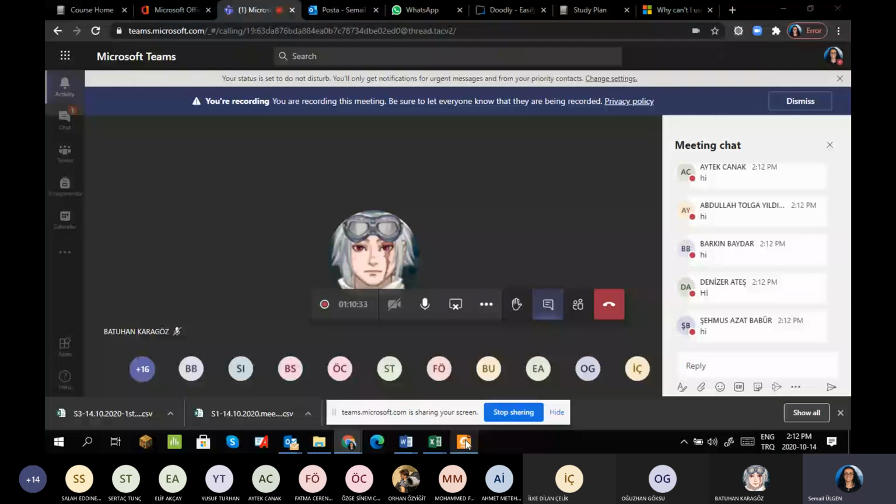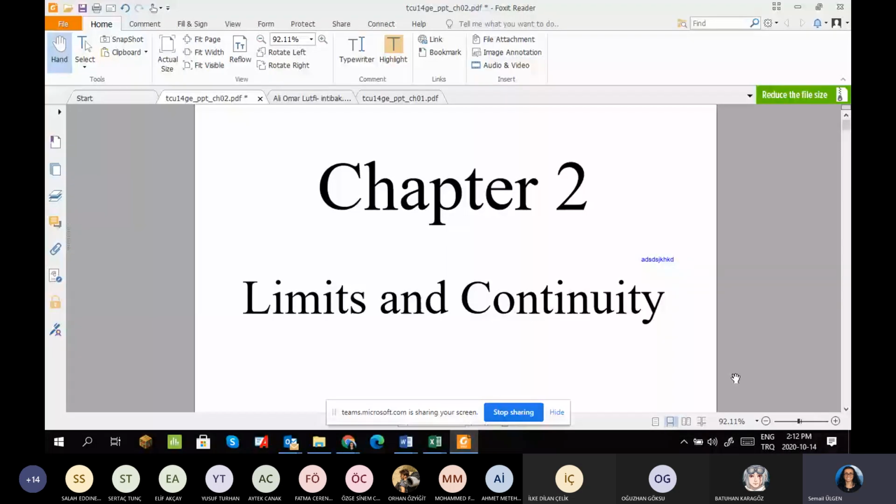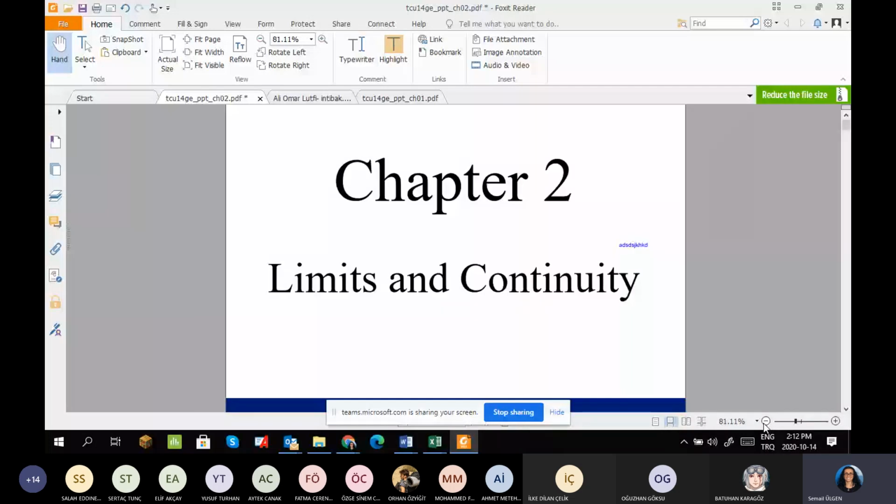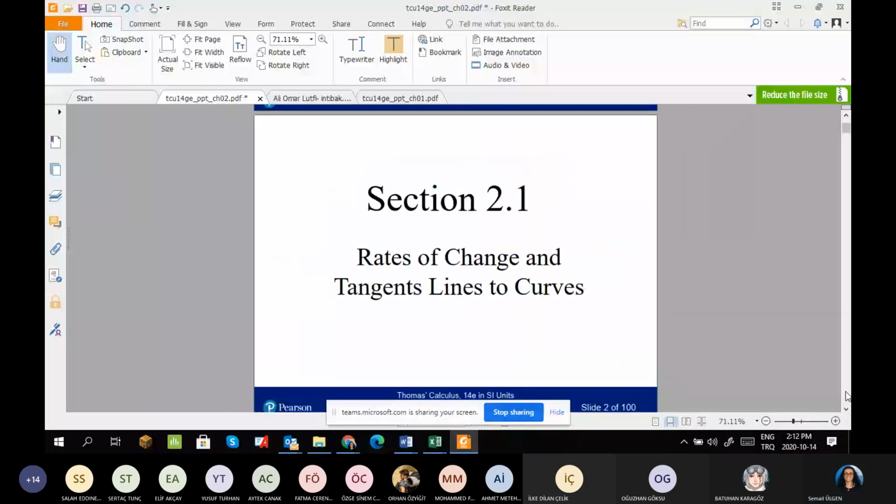Okay. So in chapter 2, we are going to be talking about limits and continuity. All right. So we have a couple of sections to cover. The first section is about rates of change and tangent lines to curves. Okay. So we are going to start.